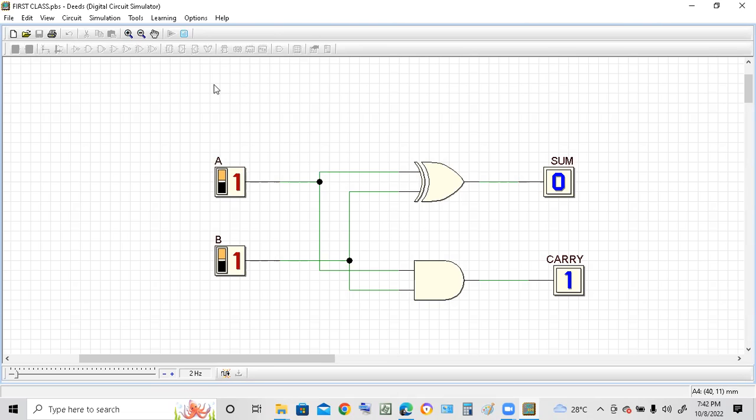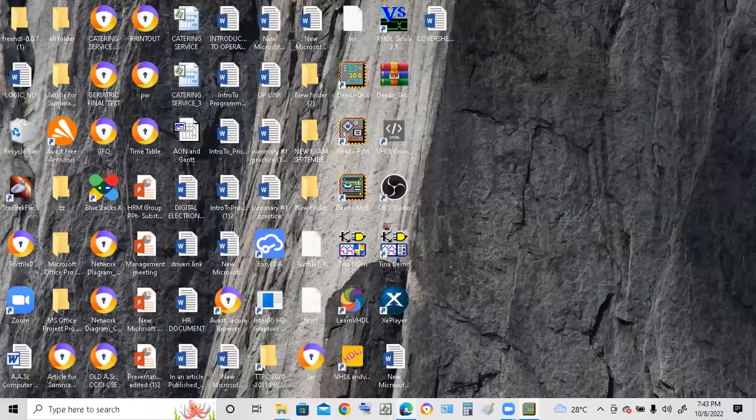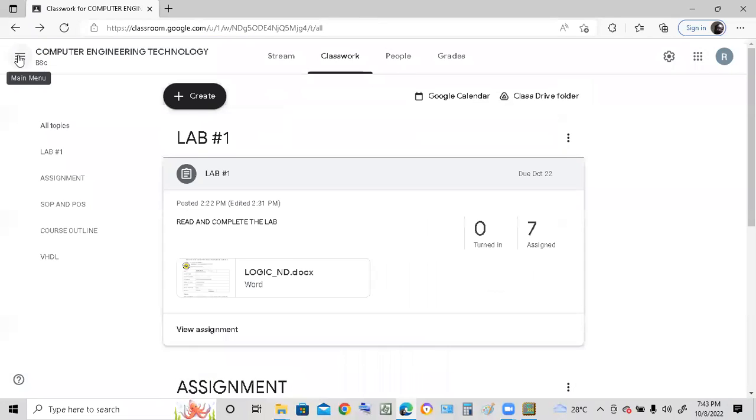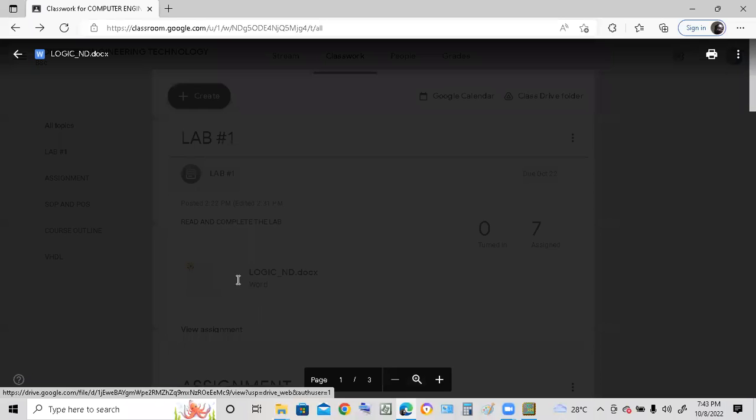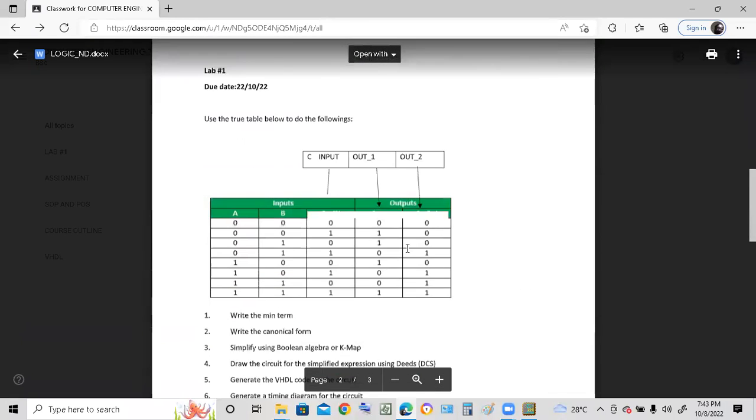No. Use the truth table to create a circuit. All right. Let me just show you a truth table, and I'm gonna see if you can manage. I'm gonna show you a truth table and see what you can do with it. All right. Let me help you out with the lab. This truth table.